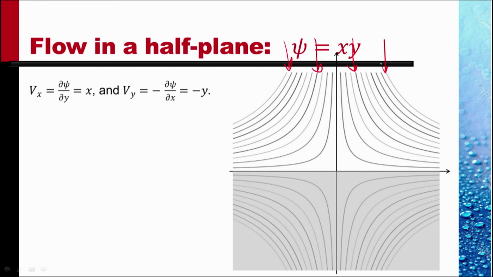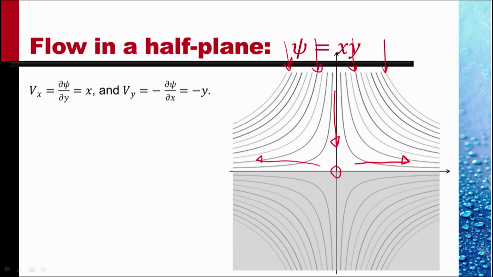And then the flow would split into two portions. This would be a stagnation point. The velocity would decrease as we go down and would increase as we go away from the origin in the two directions.